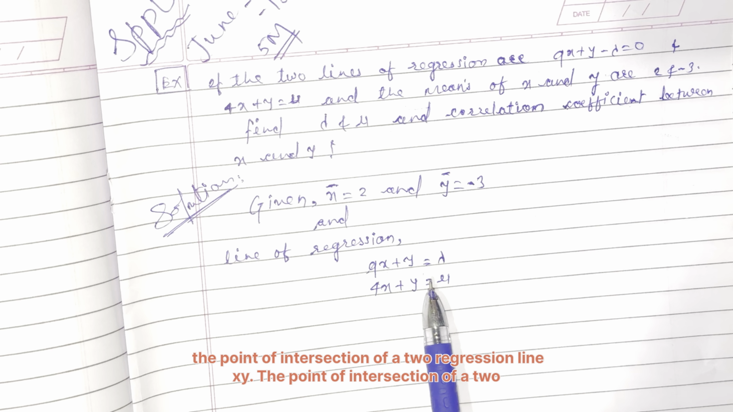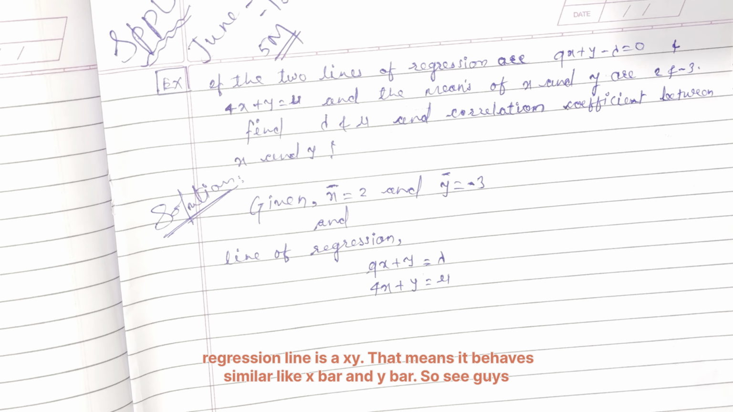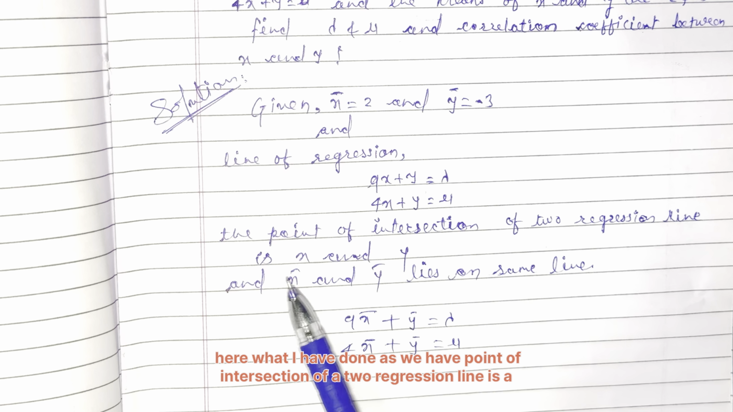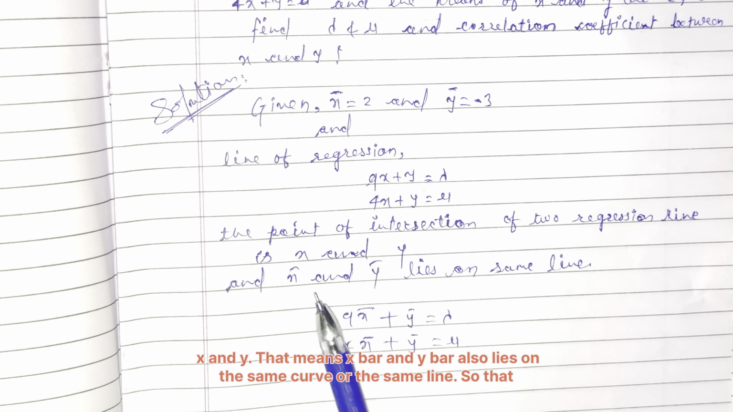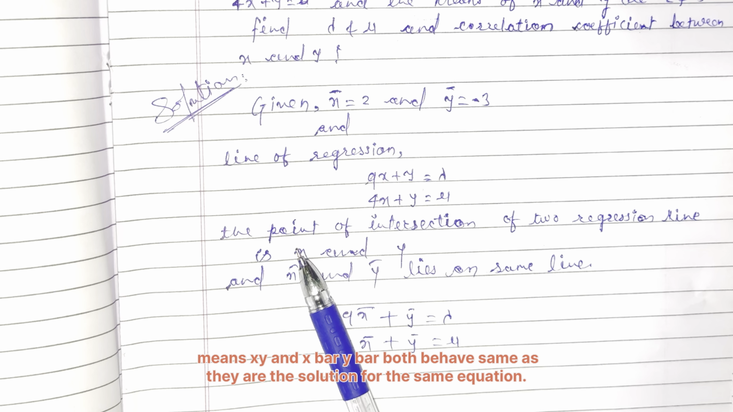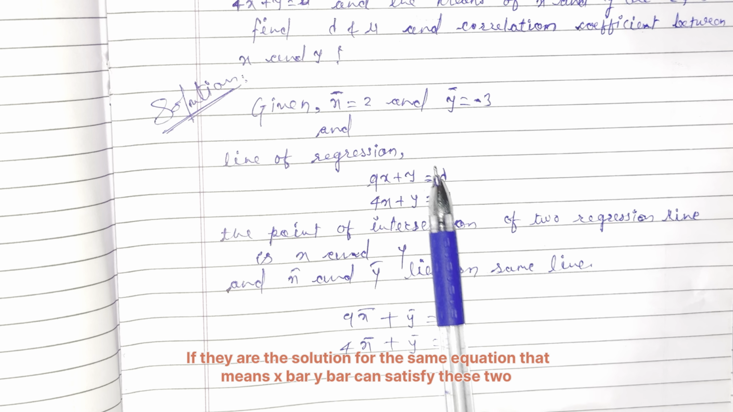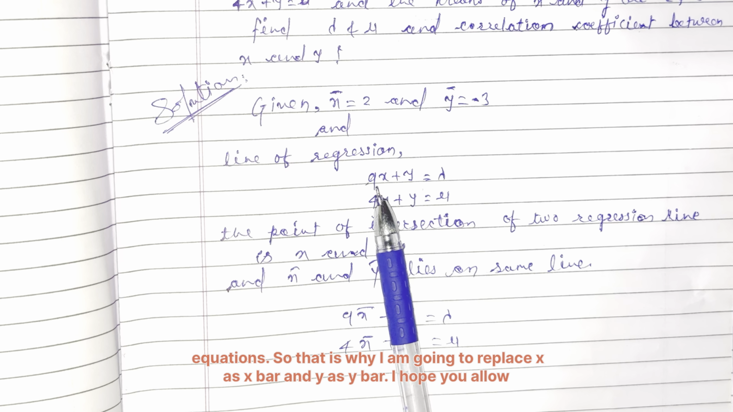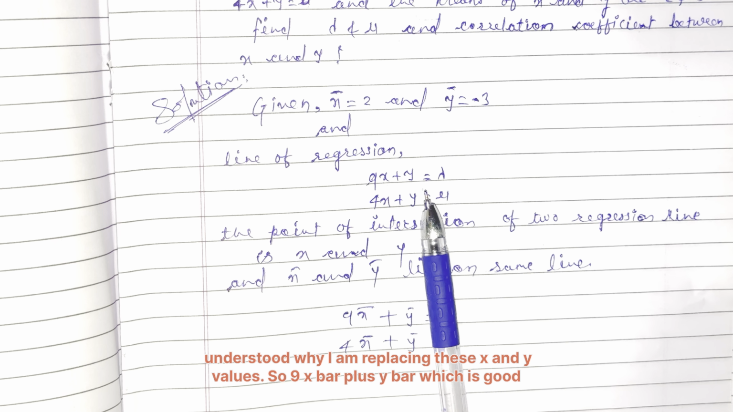Why are we replacing? The point of intersection of the two regression lines is x and y, so it behaves like x bar and y bar. That means x bar and y bar also lie on the same line. So x y and x bar y bar both behave the same, as they are the solution for the same equations. x bar and y bar can satisfy these two equations, so I replace x with x bar and y with y bar. I hope you have understood why I'm replacing these values.